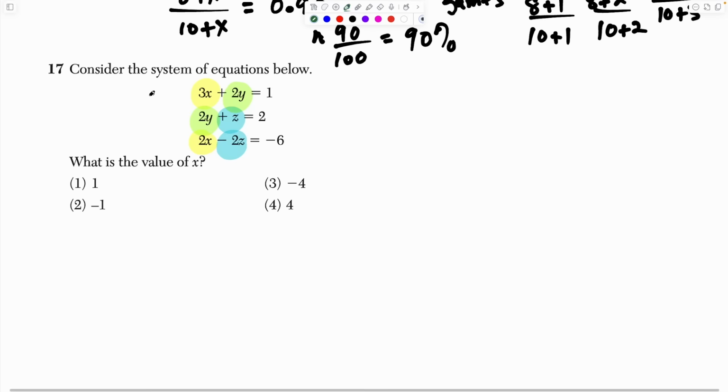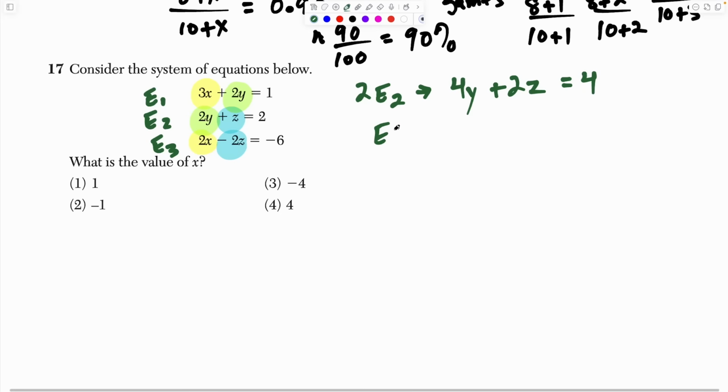I'll call this equation 1, equation 2, and equation 3. So I'm going to target these two. And I say, all right, if I multiply the second equation by 2, that's going to give us 2 times 2y is 4y. And then I multiply the second term by 2, that gives me 2z. And then equals 2 times the constant after is 4. Okay, so I'm just multiplying everything in that second equation by 2.